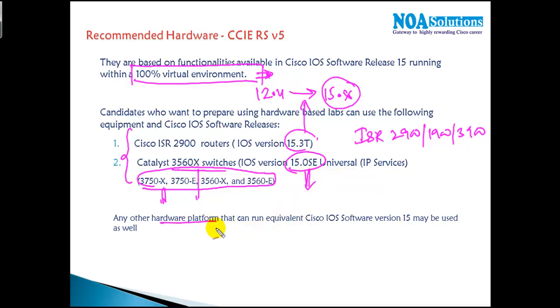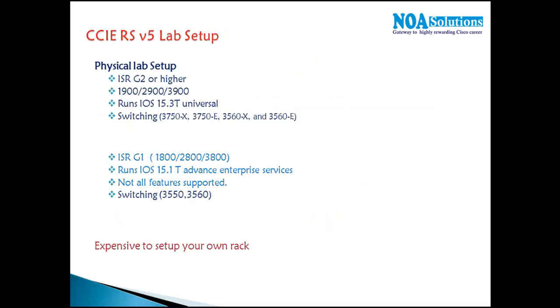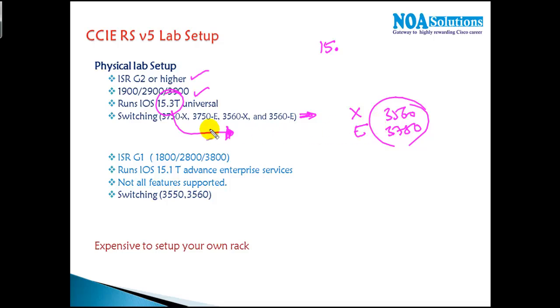Any other platform which can run the equivalent 15.x versions as given in this slide, you can probably use as well. But these are the recommended platforms or hardware from Cisco. Now if you are planning to set up your own rack, you will be using 15.x IOS versions. So you will be using ISR G2 routers, either 1900, 2900 or 3900 series routers, with some 15.3 IOS versions. If you're using switching, you'll be using X series or E series switches, either 3560 or 3750 switches, as listed here.